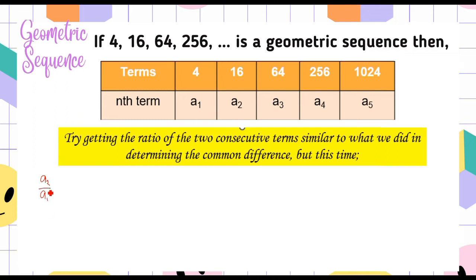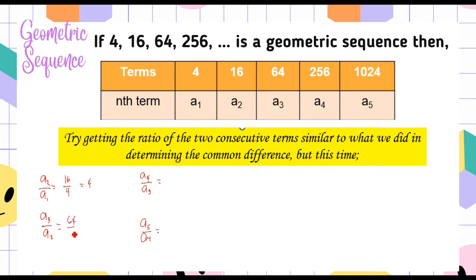So, kung a sub 2 over a sub 1 and a sub 3 over a sub 2, a sub 4 is to a sub 3, a sub 5 is to a sub 4. So, ang gagawin natin, iisa-isahin po natin kapag pare-parehas ang kanyang ratio, therefore, we can say that this is a geometric sequence. Okay? So, for given, so 16 divided by 4, and that is 4.